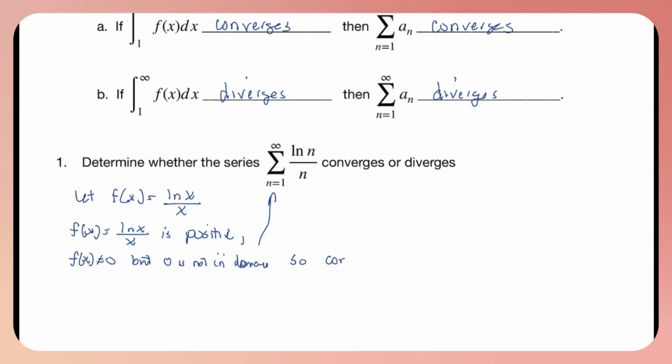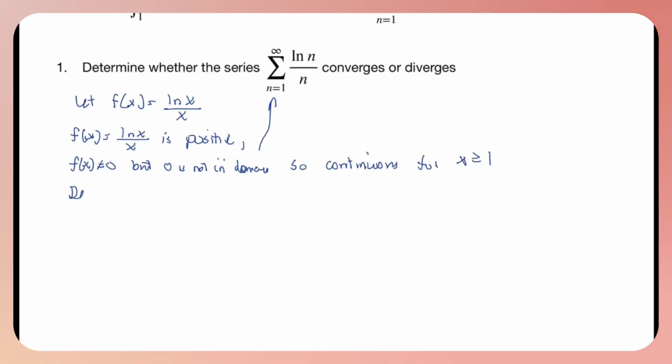Then you have to check and see if natural log of x over x is continuous. And it is continuous. The only time that it does not work is for values where x equals 0 or negative, but our domain is where x starts at 1 and goes up. So since we know x is greater than or equal to 1, it's continuous. And the last thing you have to check for is, is this function decreasing? Now, the easiest way usually to check decreasing is just to find the derivative, because if the derivative is negative, your function decreases.